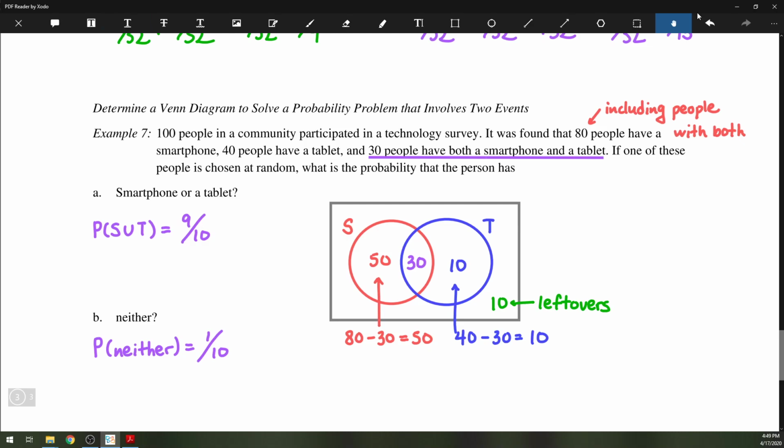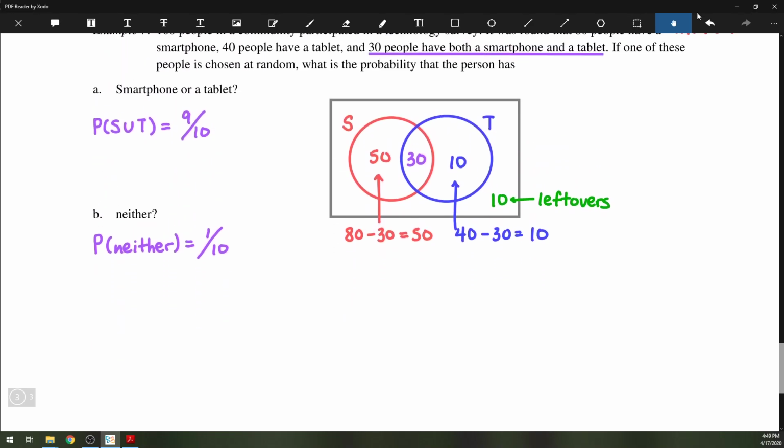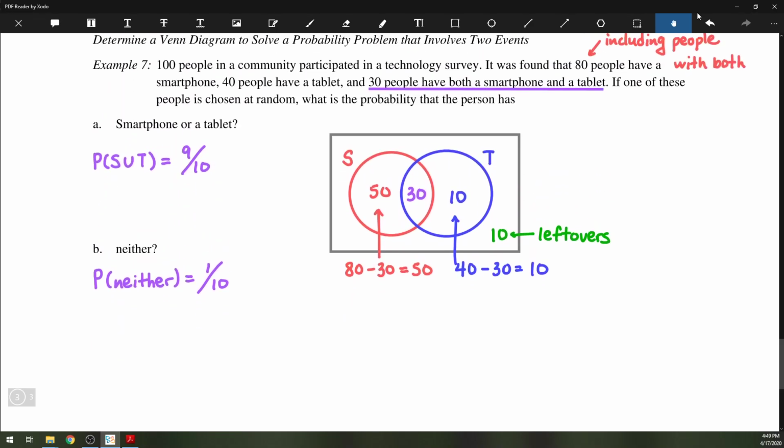So we looked at how to use Venn diagrams. We talked about what are mutually exclusive events and what are not mutually exclusive events, and the probabilities involving each one of those scenarios.